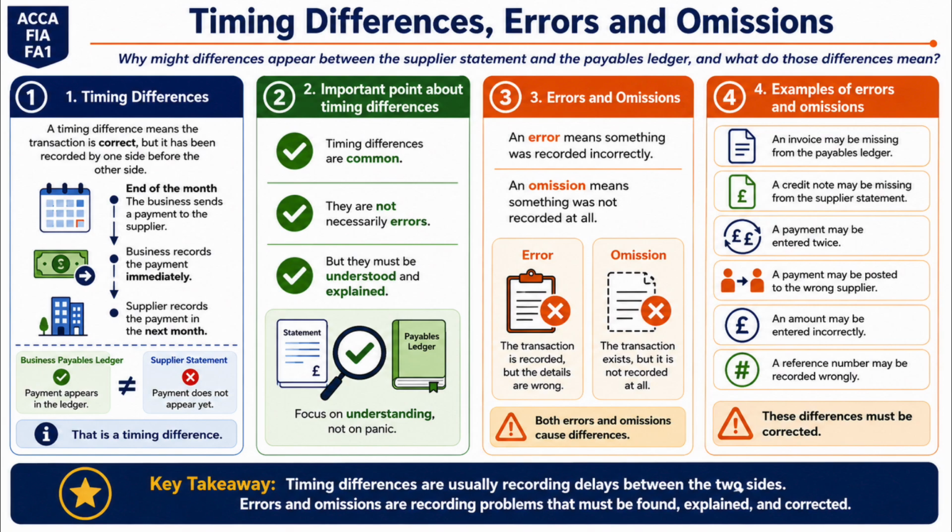Errors and omissions. Other differences may happen because of errors or omissions. An error means something was recorded incorrectly. An omission means something was not recorded at all. For example, an invoice may be missing from the payables ledger. A credit note may be missing from the supplier statement. A payment may be entered twice. A payment may be posted to the wrong supplier. An amount may be entered incorrectly. A reference number may be recorded wrongly. These differences must be corrected.